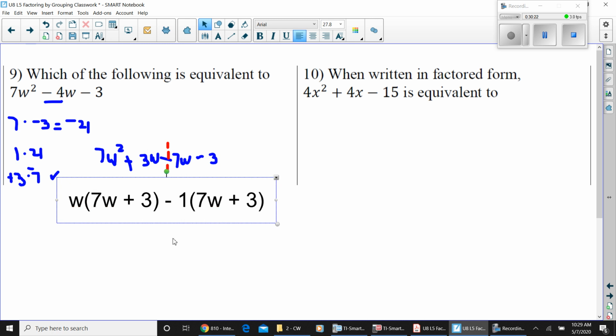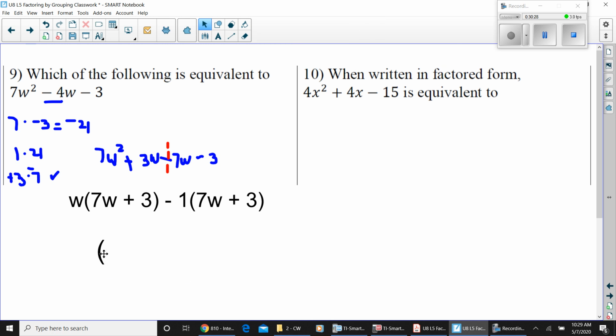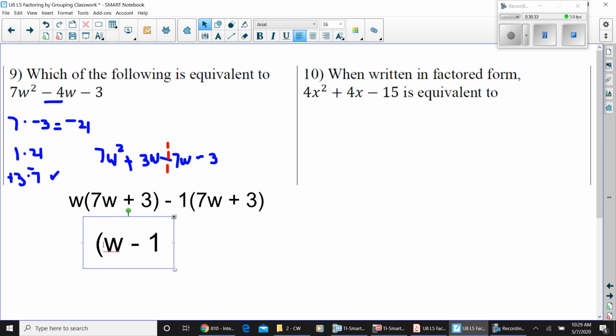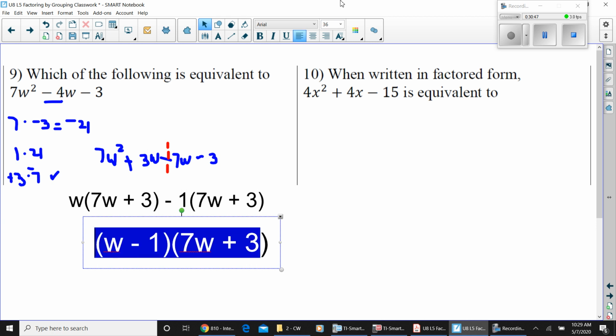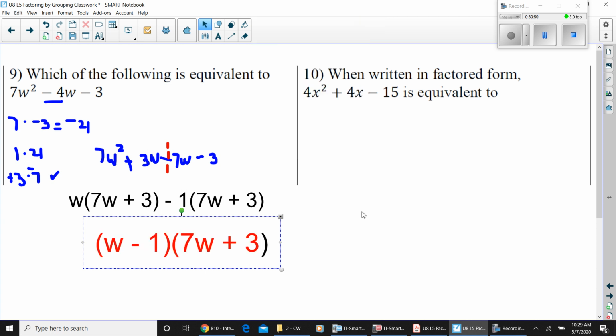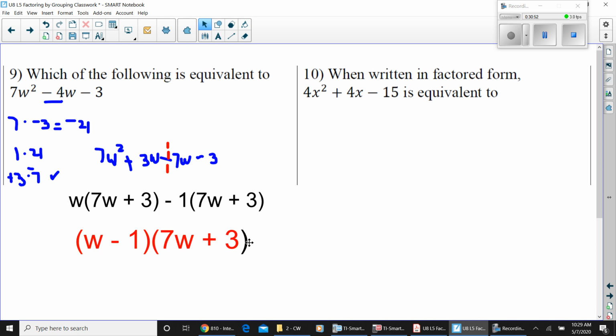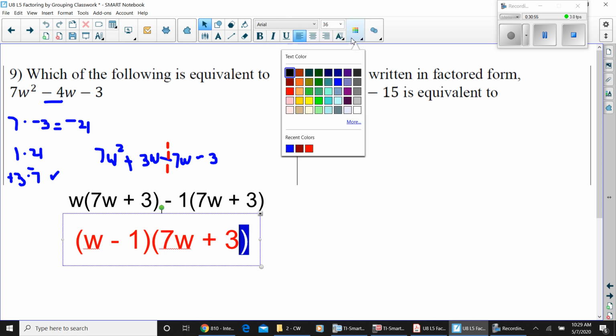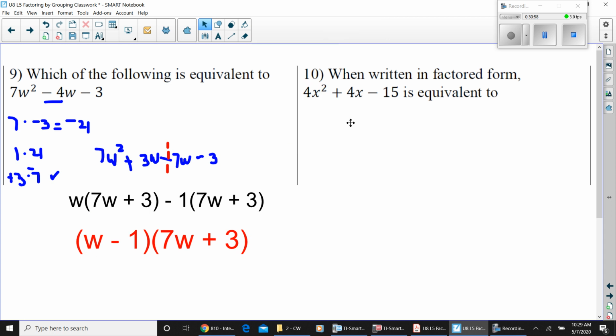And you notice that you still have the same terms inside the parentheses. So we're talking w minus 1 as the first binomial, made from the two terms that are outside the parentheses, and then the terms that are inside the parentheses create a binomial as well, and you have your answer. And that's it.